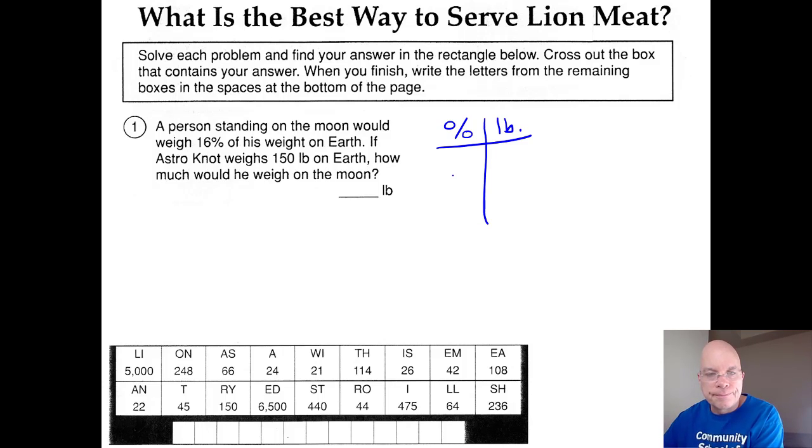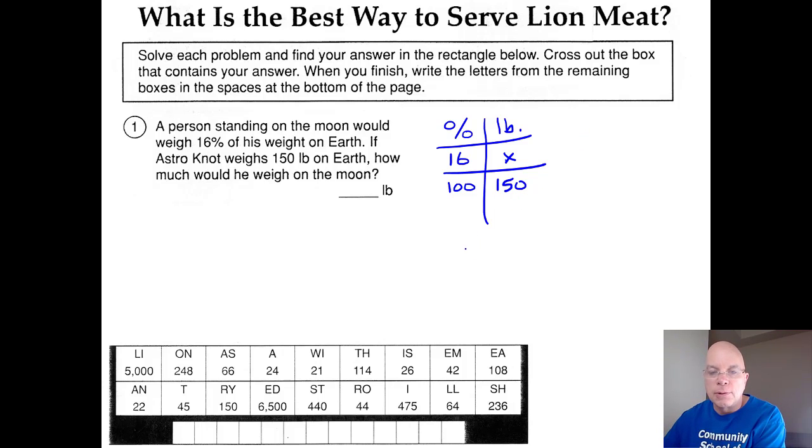Percent and pounds. The 16% is the astronaut's weight on the moon, and the weight on the Earth would be the 100%. So the weight on Earth is 150. And we're trying to find how many pounds that would be on the moon if it's 16% of the weight on Earth. If you make a percent table, then the hardest part is just making sure you assign the 100% to either the amount you're given or the variable, depending on the problem. In this case, it goes to the amount you're given, the weight on Earth.